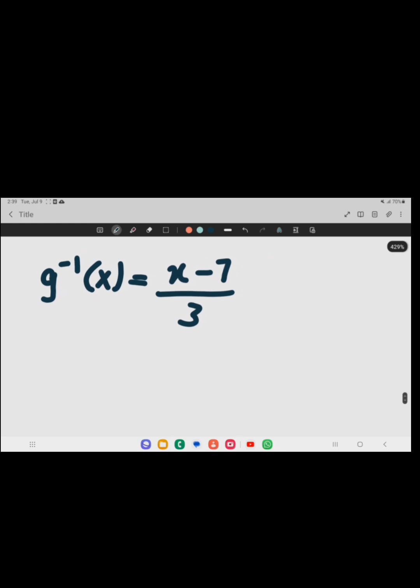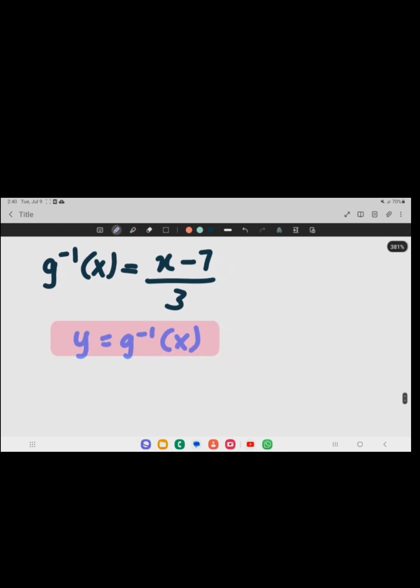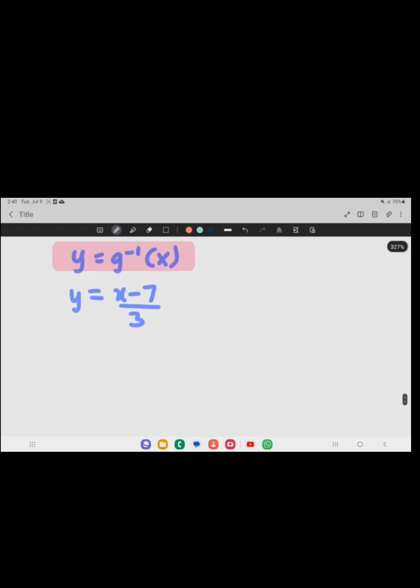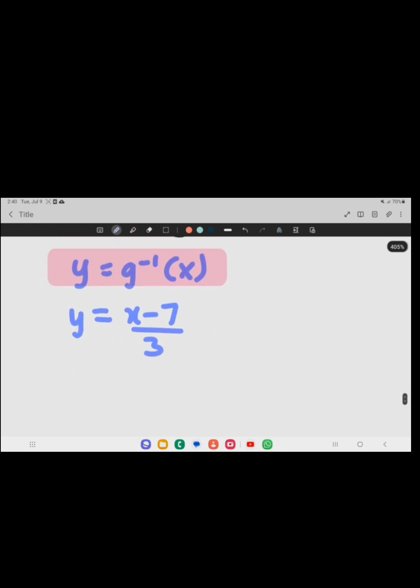So how to find its function: the first step is still the same. Let y be g power of negative 1 of x. This is the first step. The following step is still the same. If y is equal to g power of negative 1 of x, it also means that y is equal to (x minus 7) over 3. So our aim is still the same, to find x as the subject.